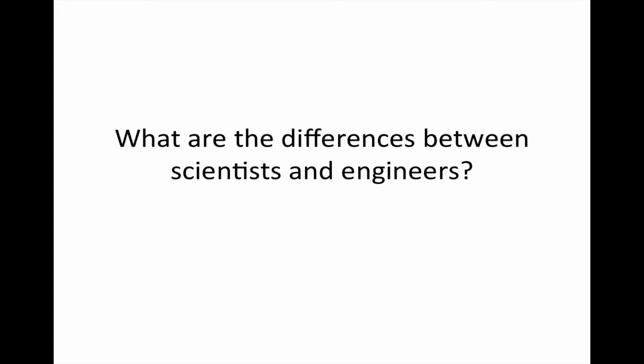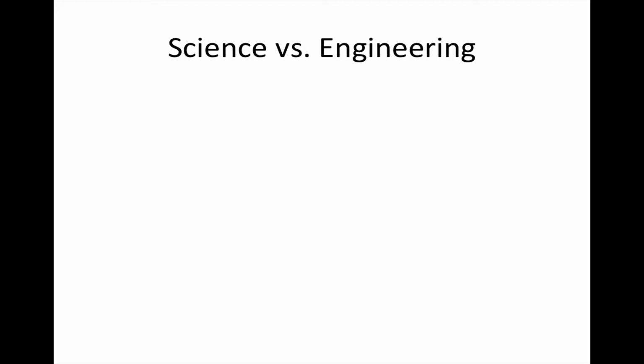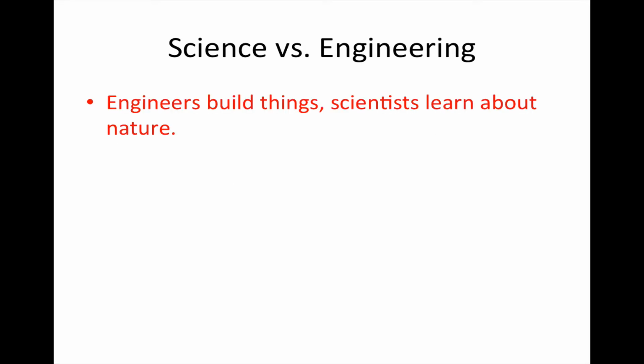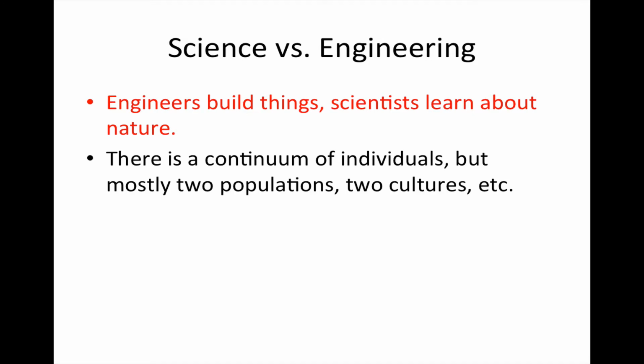So what are the differences between scientists and engineers? Science versus engineering. Engineers build things. Scientists learn about nature. In reality, there's a continuum of individuals. There are scientists that do lots of engineering and engineers that do lots of science. But pretty much there's 2 populations. There's 2 different cultures. I'll let you decide which one of those cultures between engineers and scientists like having meetings at 8 a.m. But there's a division there.